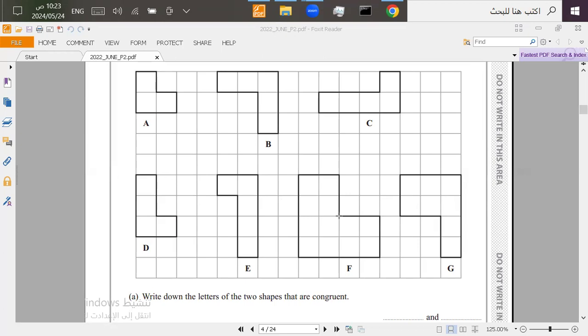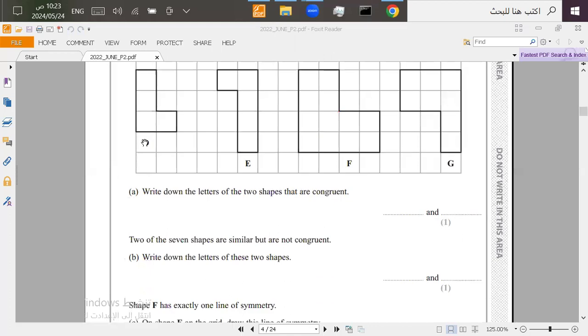Now, if I look at shape F like this, I can say that the line of symmetry will be over here. And this means that this part is identical or the same as this part. So as we said, shape F has one line of symmetry. This is where you put the line of symmetry. Now let's move on to the next question.